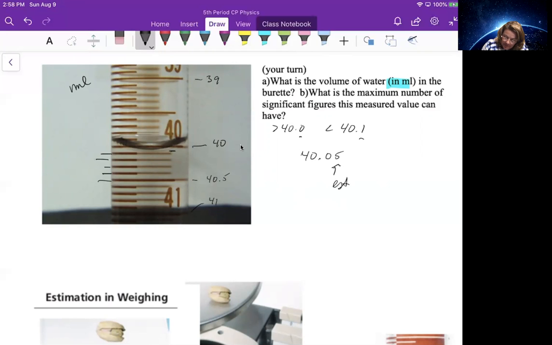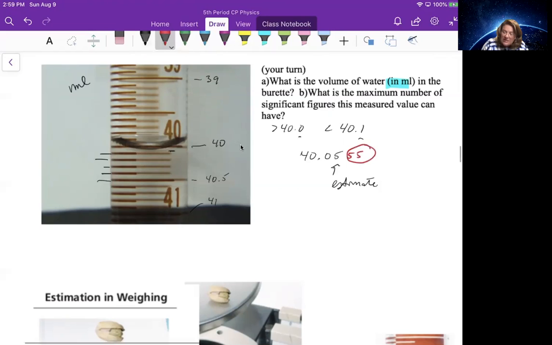I estimated that. Now, would it make sense to say 40.055? I mean, that doesn't make any sense whatsoever. You do not have the ability to make that estimate at all. That's a guess. An estimate is kind of sort of a guess, but it's an educated guess. So this is not an acceptable measurement using that device. And so in this situation, we indeed have 4 significant figures, and that burette is what determined how many sig figs that measurement had.